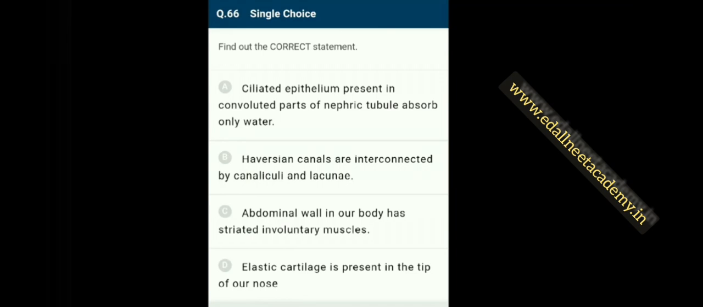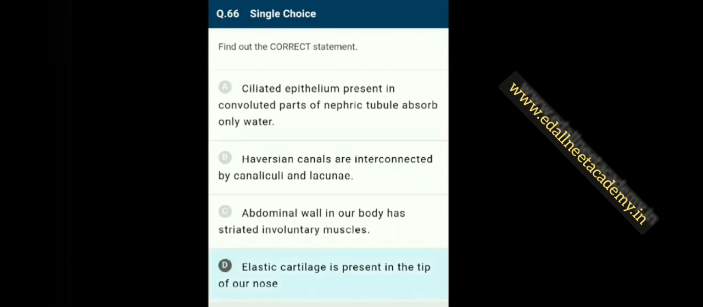Cartilage is a type of connective tissue forming the soft structure of nose tip and ear pinna. Nose tip contains hyaline cartilage, whereas ear pinna has elastic cartilage. Simple cuboidal epithelium is found in the convoluted parts of nephron that help in water absorption. Ciliated epithelium is found in the inner wall of the trachea and even in the fallopian tube of the female reproductive system. The abdominal wall of the body has skeletal muscles as there is voluntary control over movement. Smooth muscles are found in the alimentary canal of the body. So the answer for this question is option D.